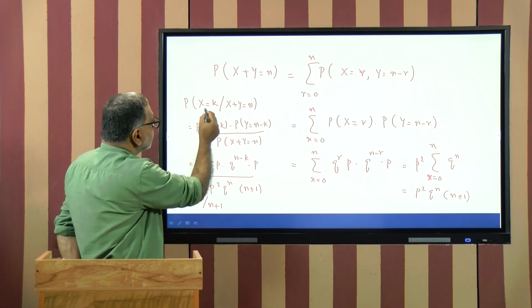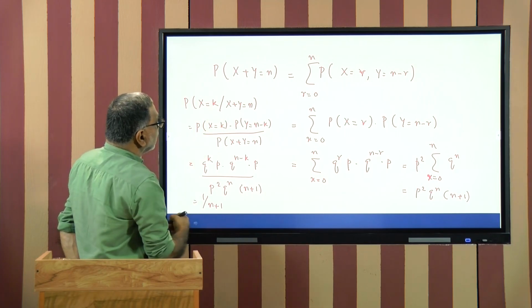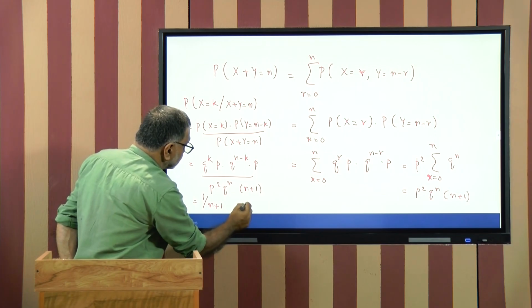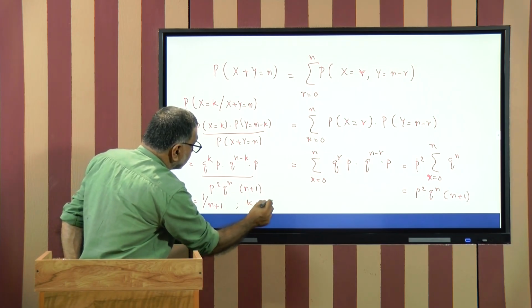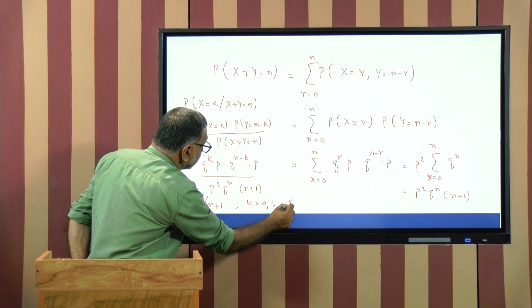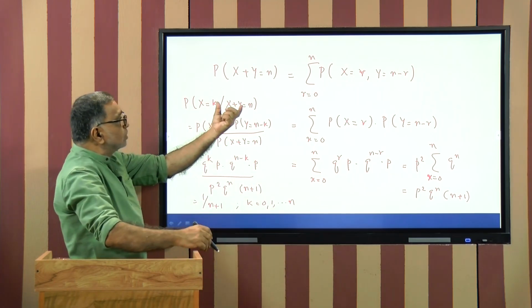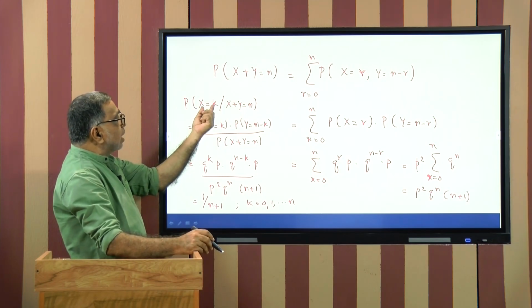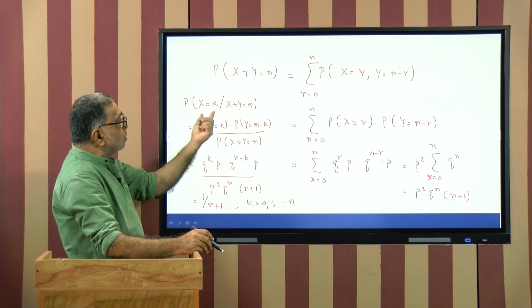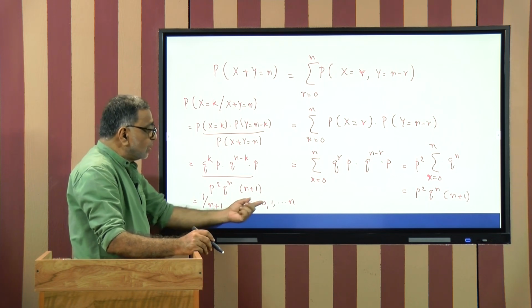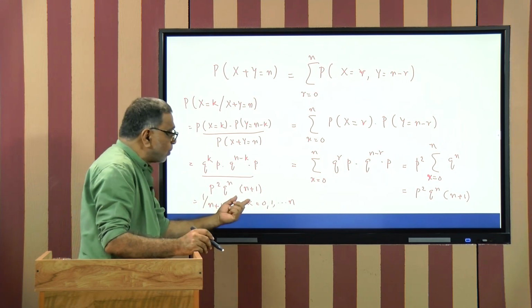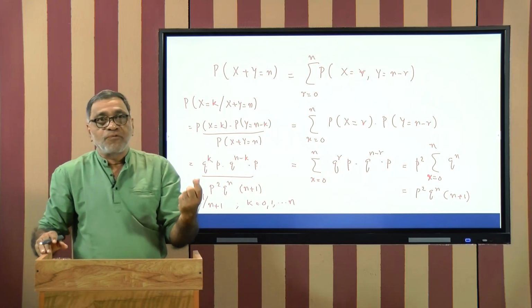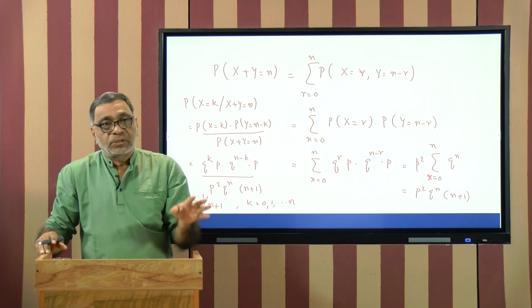So, what is this? Probability of x is equal to k given x plus y is equal to n, where k has the values starting from 0, 1, 2, etc. up to n alone, because the maximum value of x plus y is equal to n. So, k can be admissible only for the values up to n starting from 0. How many values are there? n plus 1 values. So, 1 divided by n plus 1. So, this is a situation of a discrete uniform random variable.